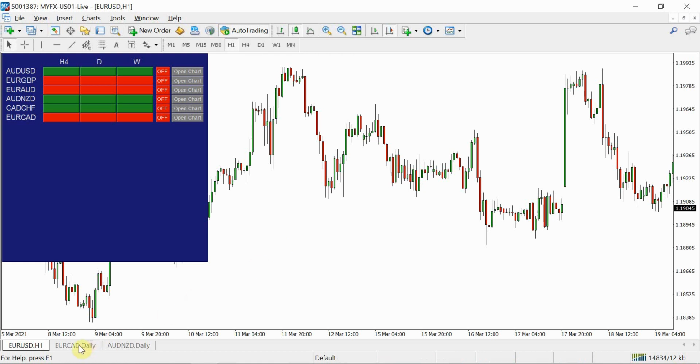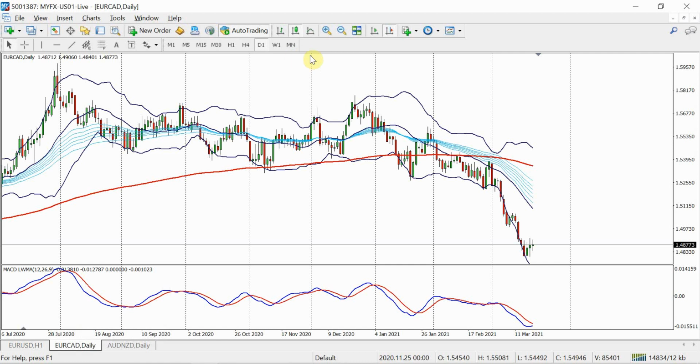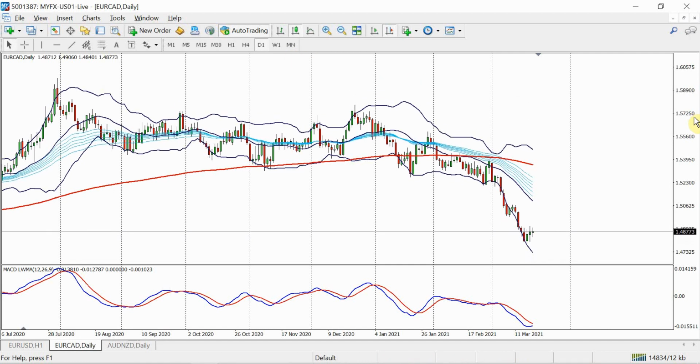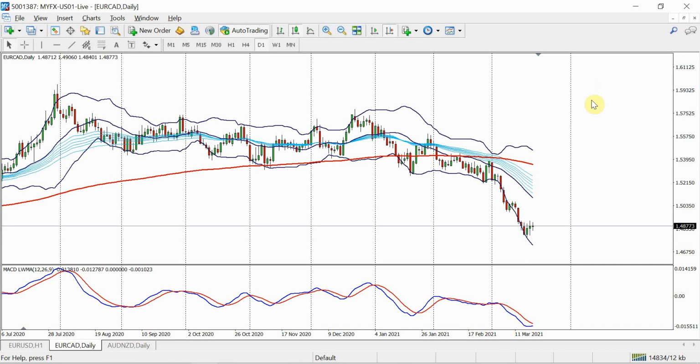So if we open up the EURCAD, which I've got on my screen now on the daily chart, let me quickly explain the indicators. I've got the MACD linear weighted moving average, which you can download; the link is in the description to download it from the members area. We've got the standard Bollinger Bands, the 200 EMA, which is signified by this dark red, and the Guppy moving averages. I'll link to that video down below, the long-term moving averages for the Guppy, which signify the strength of the trend.